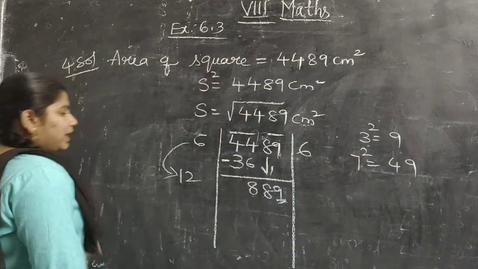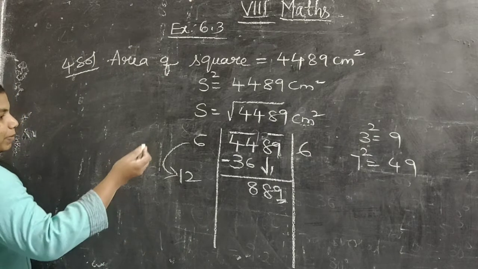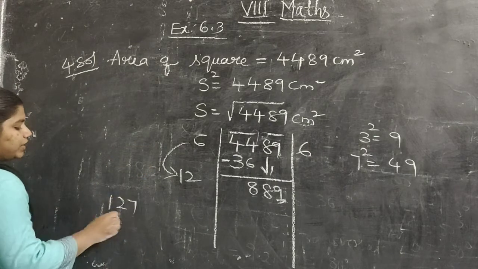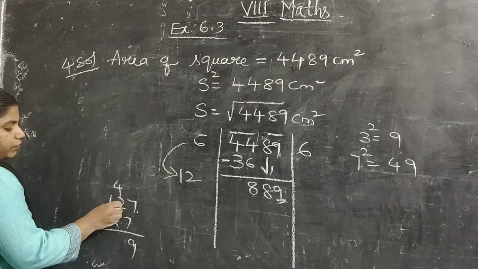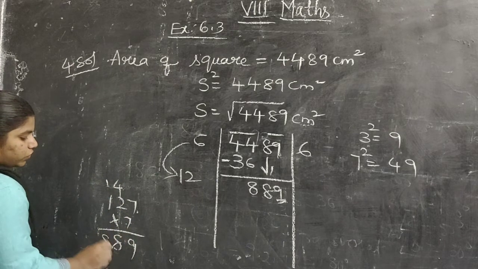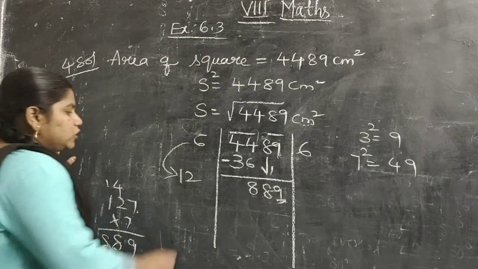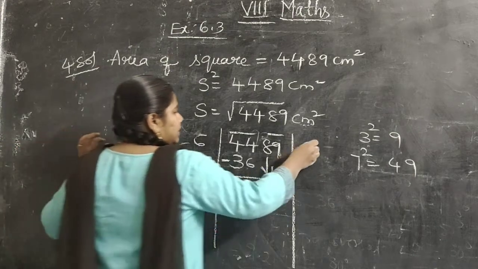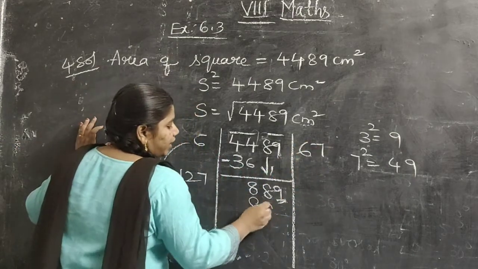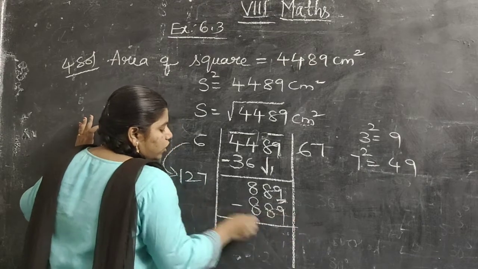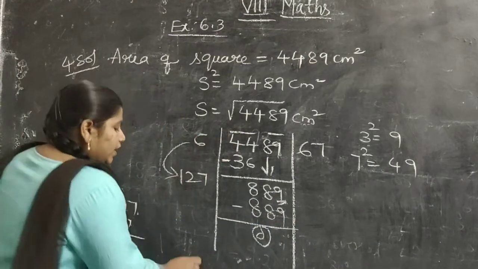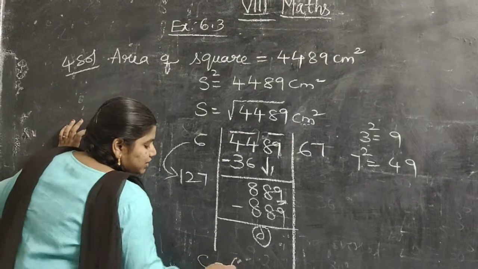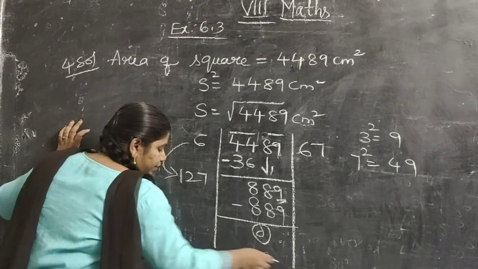So first we will apply 7 there, 127 into 7. 7 7s are 49, 7 2s are 14, 18. So you got 8, 8, 9. So 127 7s are 889. So you got the remainder as 0. So what is the square root you got here? The S value you got is 67 centimeters.